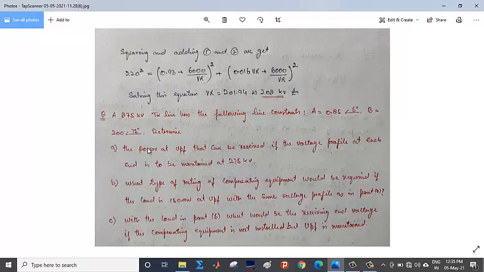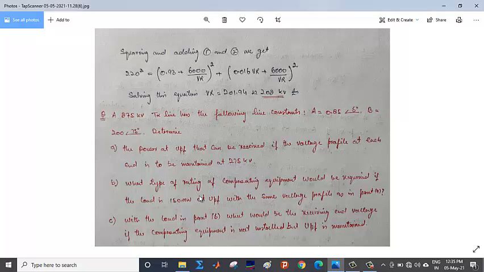Now moving to the next problem. This is related to the power flow problem. A 275 kV transmission line has the following line constants: A is equal to this and B is equal to this. Determine the power at unity power factor that can be received if the voltage profile at each end is to be maintained at 275 kV. This is part A. Part B: what rating of compensating equipment would be required if the load is 150 megawatt at unity power factor with the same voltage profile?